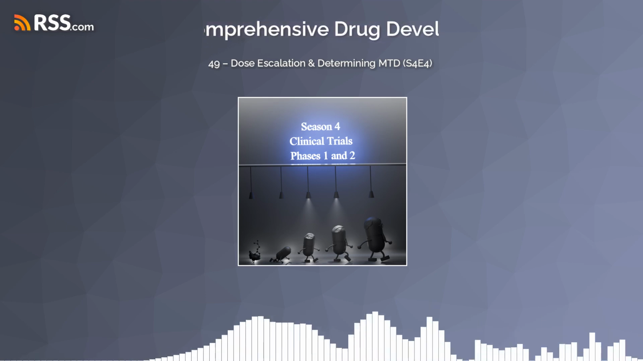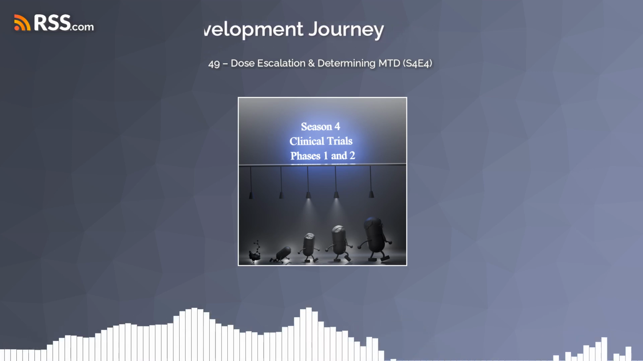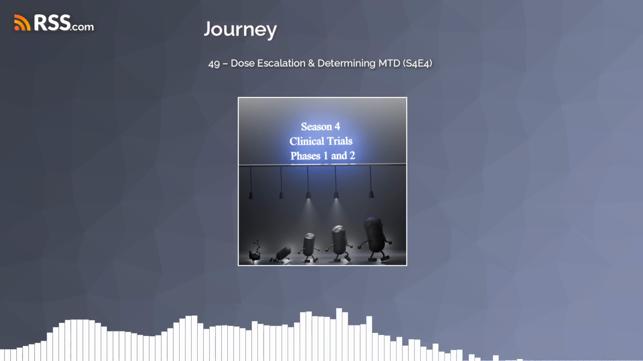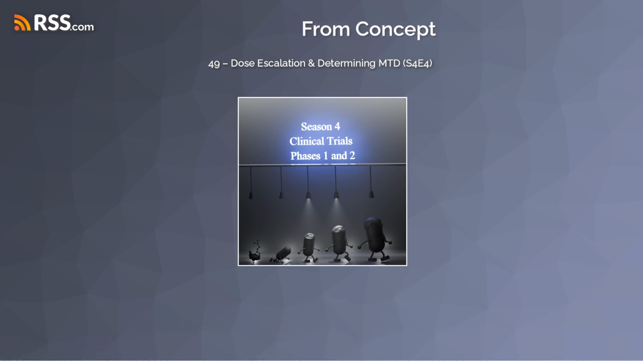And speaking of detective work, you mentioned earlier that AI is starting to play a role in all of this. Right. It seems like AI could be such a powerful tool in this whole process. So how is it impacting dose escalation studies specifically?